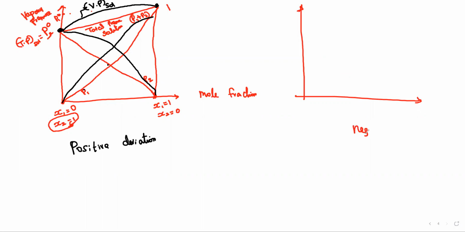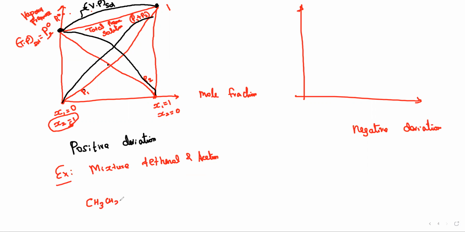This is the example for negative deviation. So positive deviation, for example, is exhibited by a mixture of ethanol and acetone. A mixture of ethanol and acetone exhibits the positive deviation. See why? When we have ethanol, it is CH3 CH2 OH.